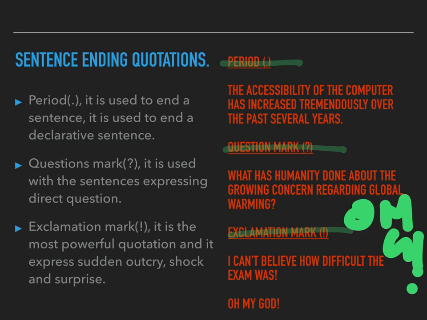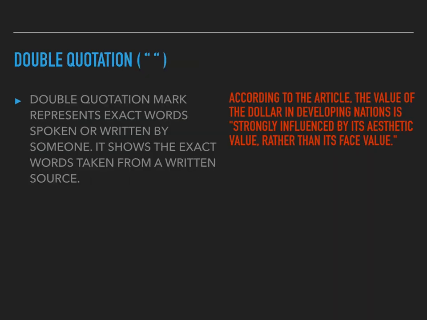For question mark, let's get one example here. What has humanity done about the growing concern regarding global warming? So it's a direct question, and I'm using a question mark there. Usually, we all use these punctuation marks correctly. So this much explanation is good enough to understand or to revise or to be sure when and how these are used. Let's understand about double quotation.